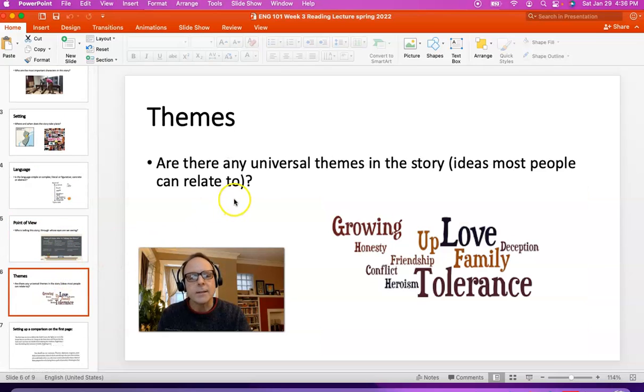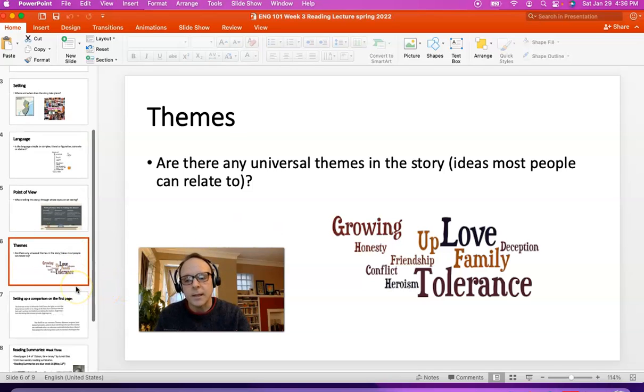And then finally, the last thing is the themes. Are there certain kind of universal things that come up here? And I'm going to point you in that direction for this story a little bit to get you started thinking about the themes.